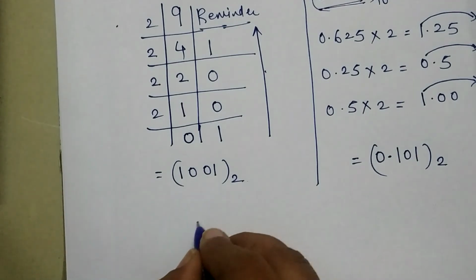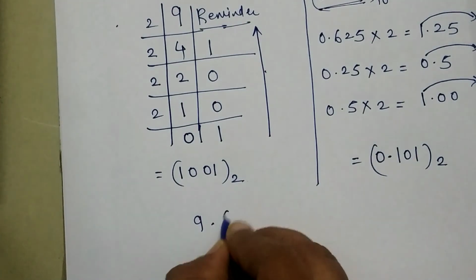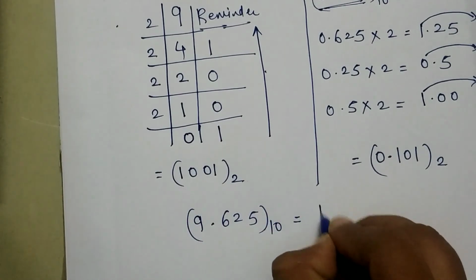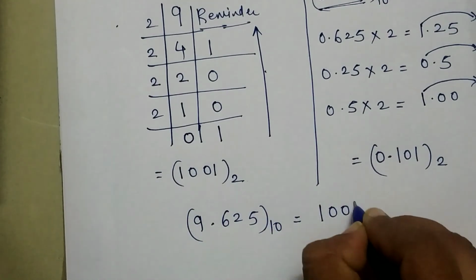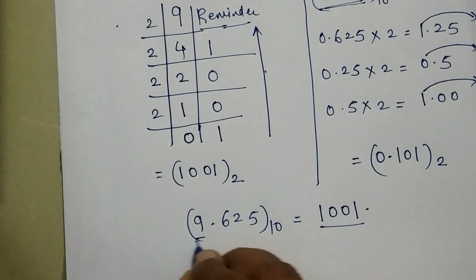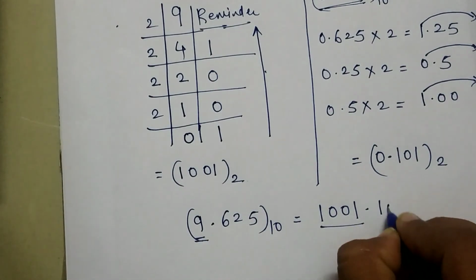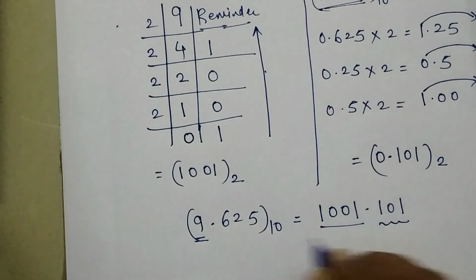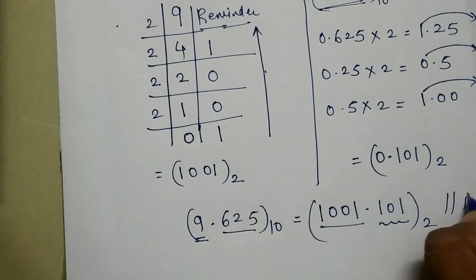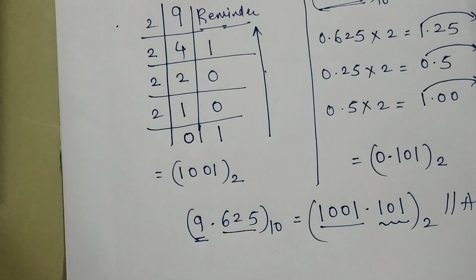So what is the total answer? 9.625 to the base 10 equals 1001 point 101. This 1001 is for 9 and this 101 is for 0.625. This is our required answer, that is, the equivalent binary number for the given decimal number.